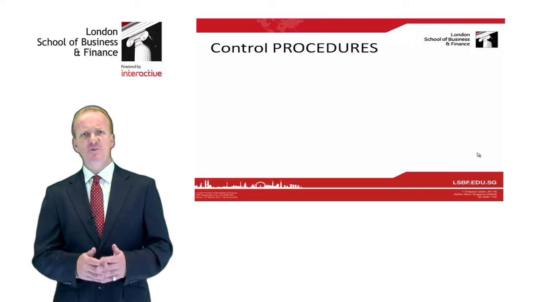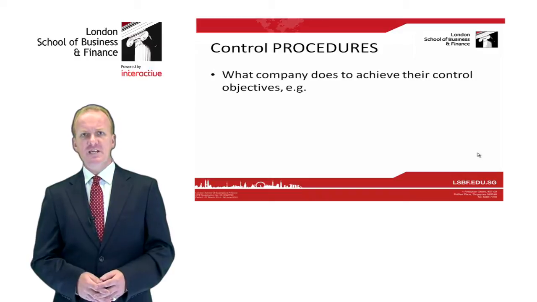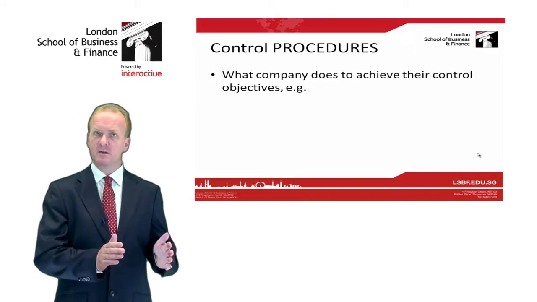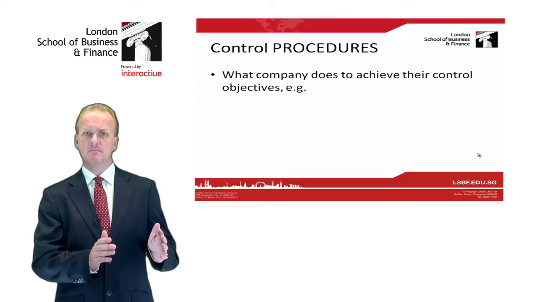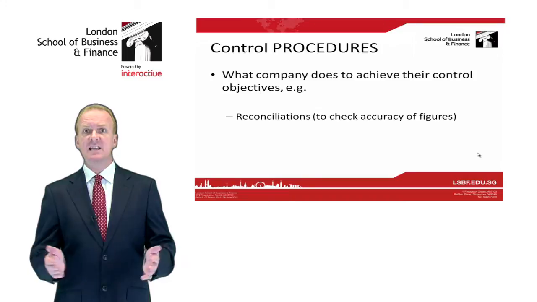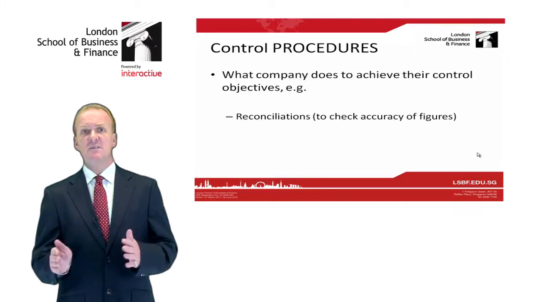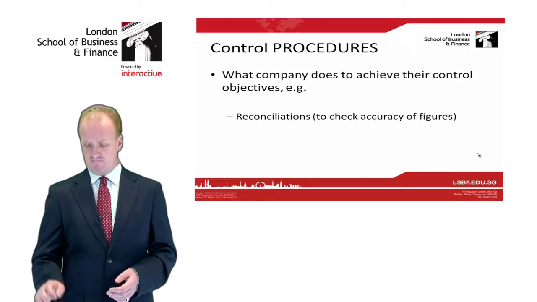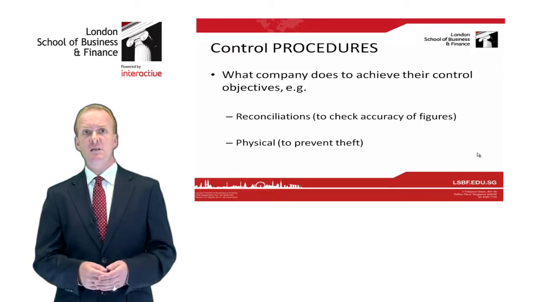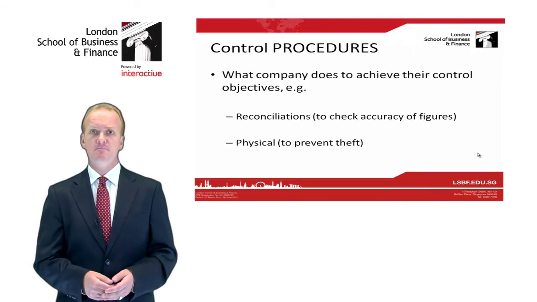Now let's look at control procedures. A control procedure is what a company does to try to make sure that its control objective is met. For example, reconciliations such as bank reconciliations help to make sure that the numbers in the financial statements are accurate. A lot of control procedures are physical controls like alarm systems, CCTV and locks on doors.